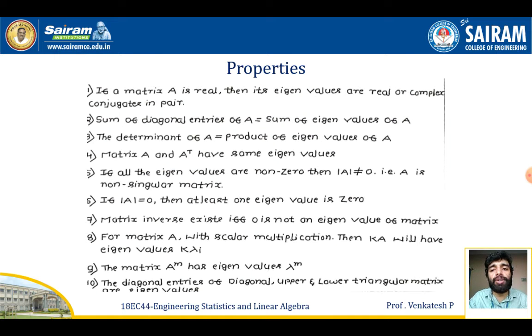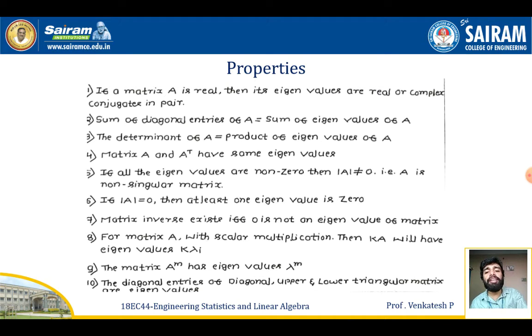Some properties based on the eigenvalues and eigenvectors. Property 1: if a matrix A is real, then its eigenvalues are real or complex conjugate pairs. Property 2: the sum of the diagonal entries of A will be equal to the sum of the eigenvalues. Adding all the diagonal elements will be equal to adding all the eigenvalues. Third property, the determinant of A will be equal to the product of the eigenvalues. Property 4: the matrix A and A transpose will have the same eigenvalues. If I interchange the rows and columns in the A matrix, then the eigenvalues of A will be equal to the eigenvalues of the A transpose matrix.